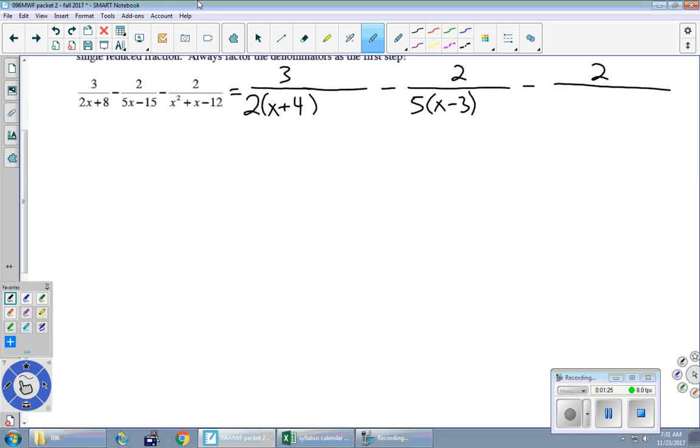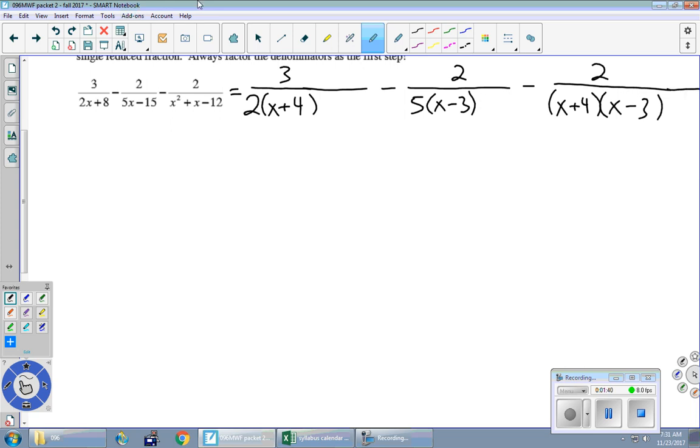It's definitely not a difference of 2 squares, so you try the box method. I'm not going to show the details of the box method, but if you do the box method, you will get x plus 4 times x minus 3. So take your time there doing the box method, and we'll leave a little space.